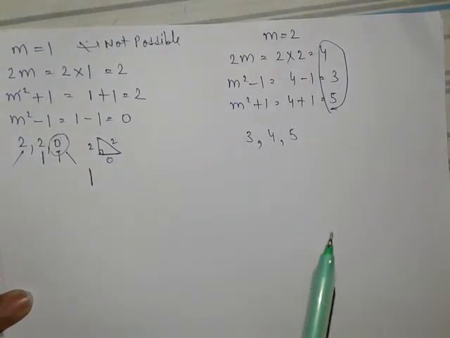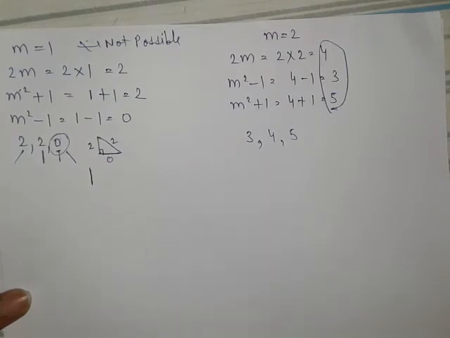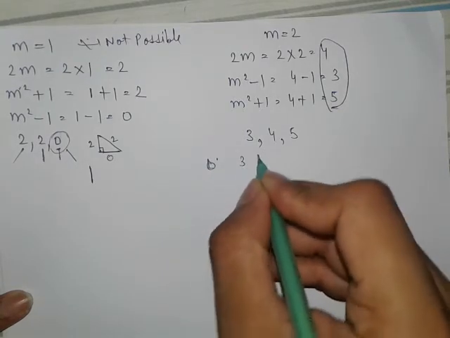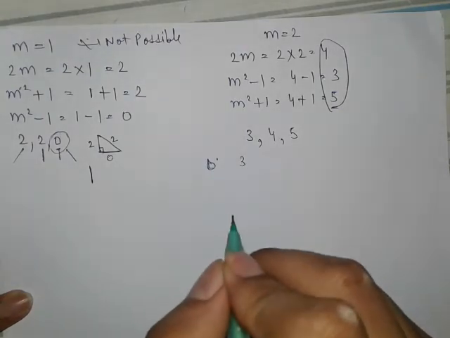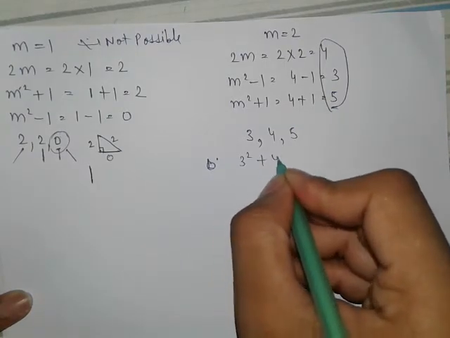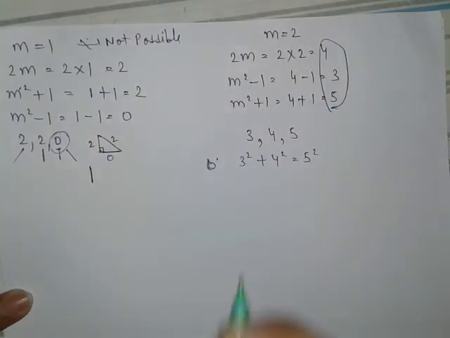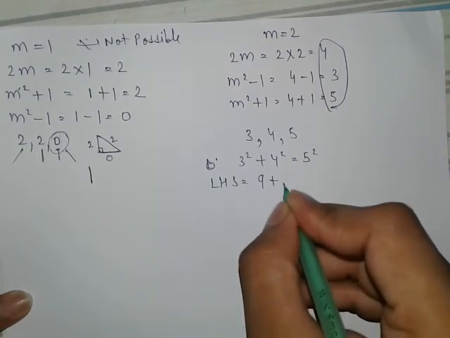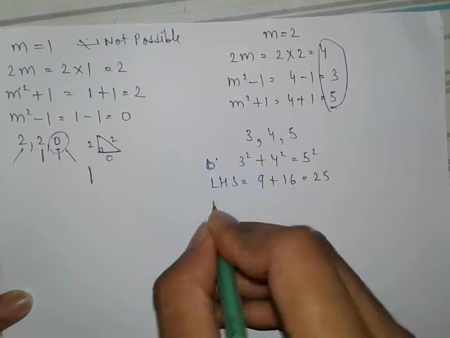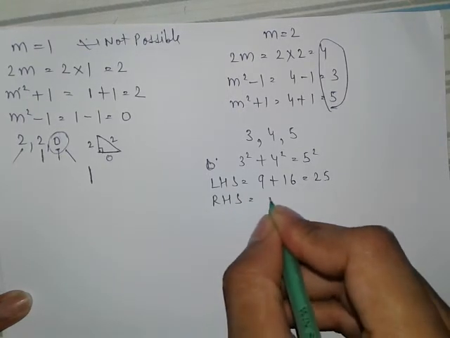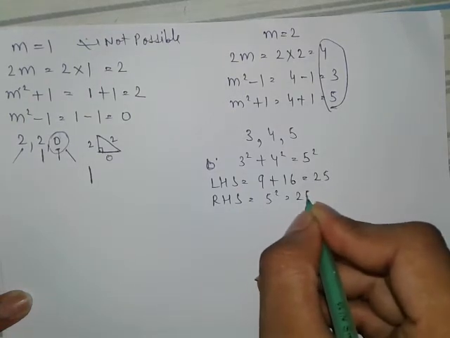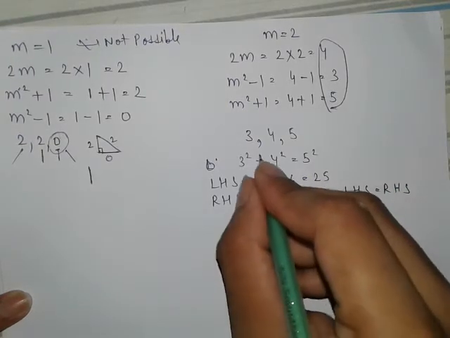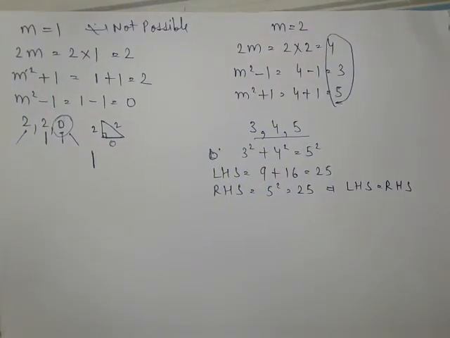So according to the rule this should be the Pythagorean triplet, but let us verify it. The sum of squares of the smaller numbers should be equal to the square of the larger number. So let us take LHS. 3 square is 9 plus 4 square is 16 equals to 25. RHS is 5 square equals to 25. So LHS is equal to RHS, therefore it is the Pythagorean triplet.